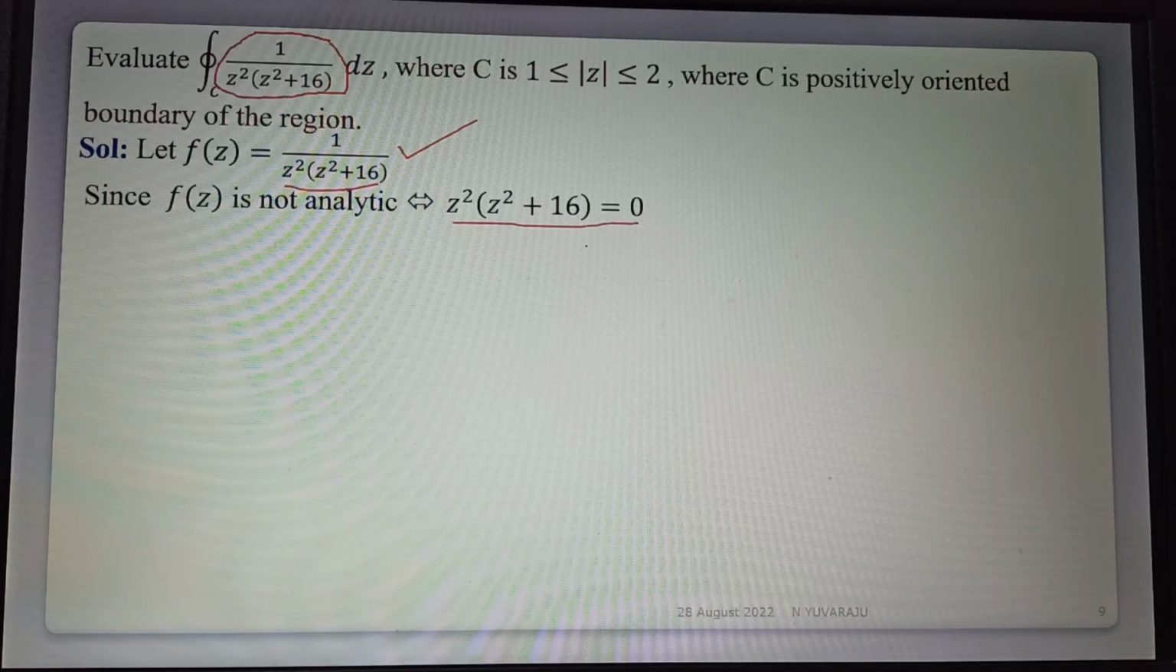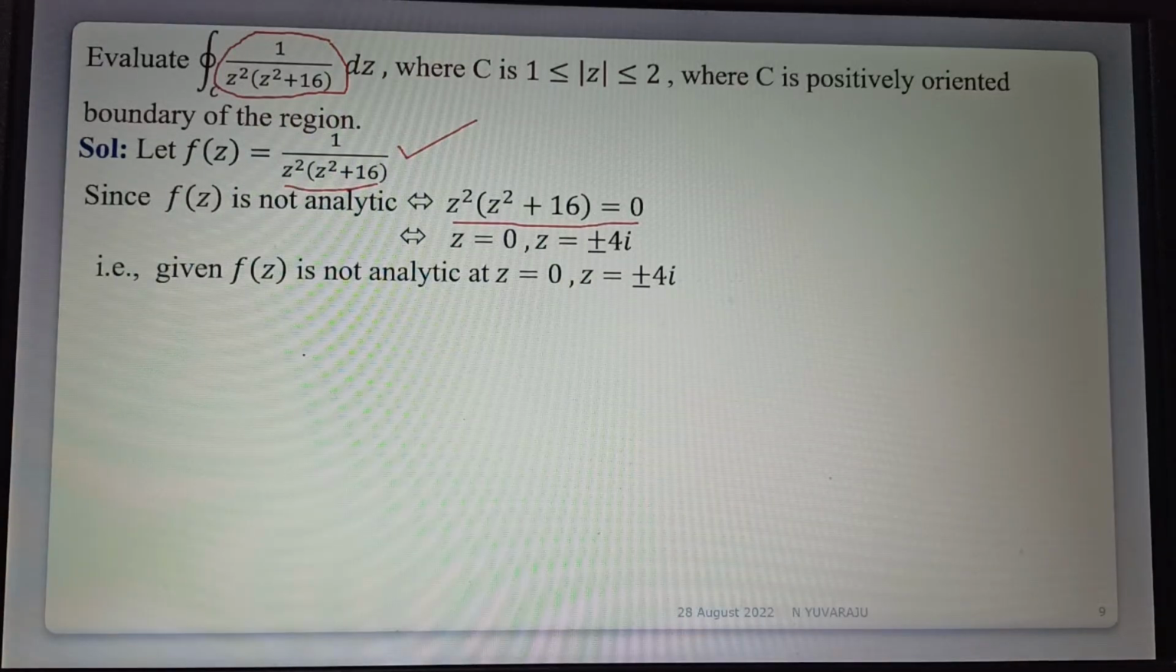So that is equal to, here, z is equal to 0 and z square plus 16 is equal to 0, so z is equal to plus or minus 4i. At the points here, 0, plus 4i and minus 4i, there are 3 points. So the given function is not analytic at 0 and plus or minus 4i. So the given region is 1 less than or equal to mod z less than or equal to 2.